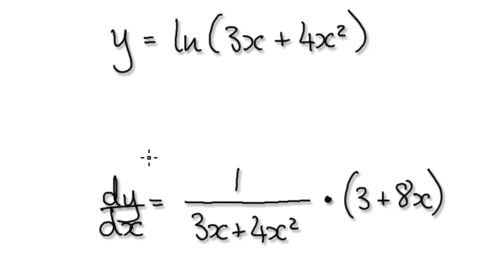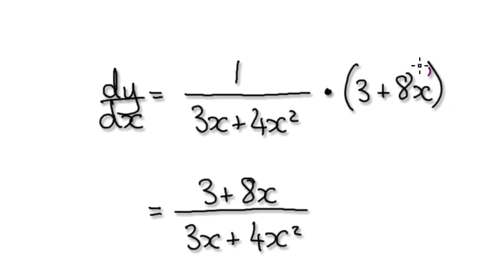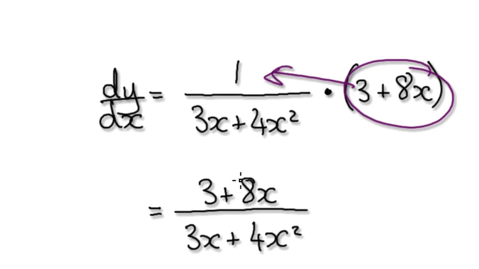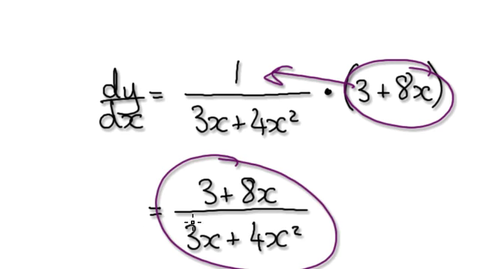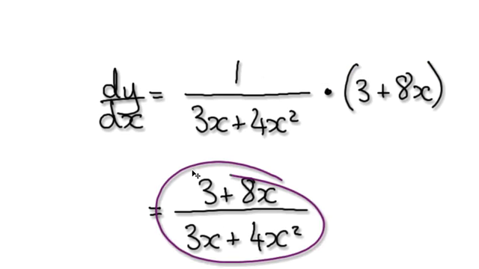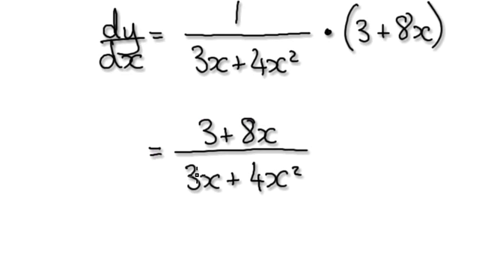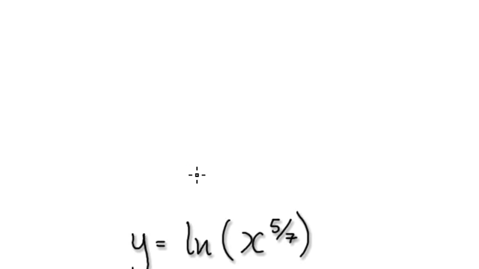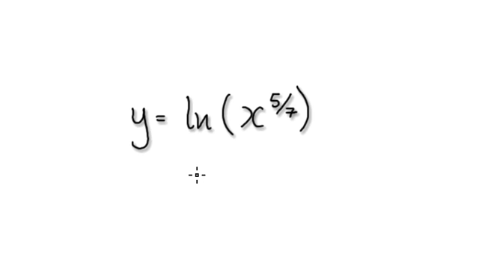Okay, so now it's just a matter of tidying up. So this gets multiplied to the top, giving you this. So dy by dx equals this. Okay, next one here. Okay, so find dy by dx of this. Okay, so press pause and have a go.